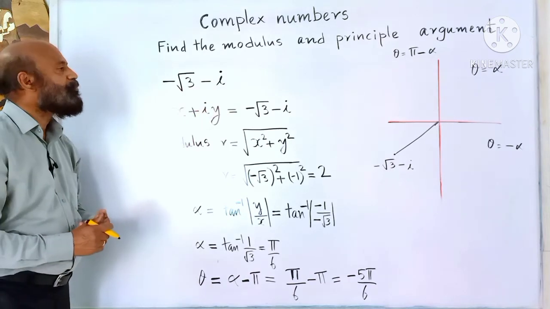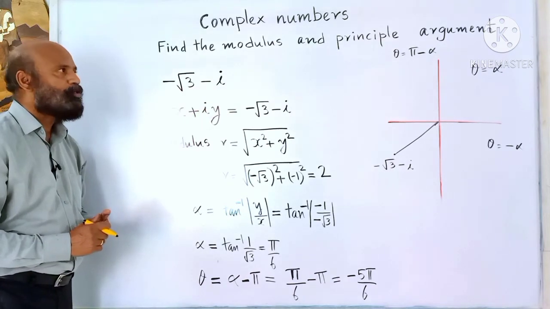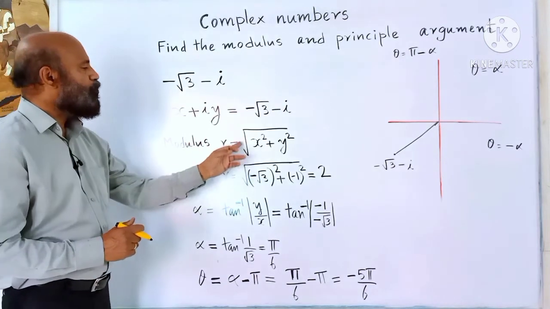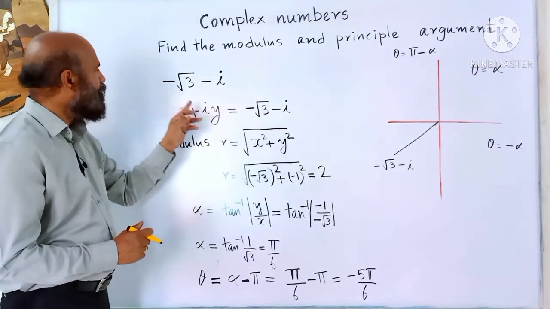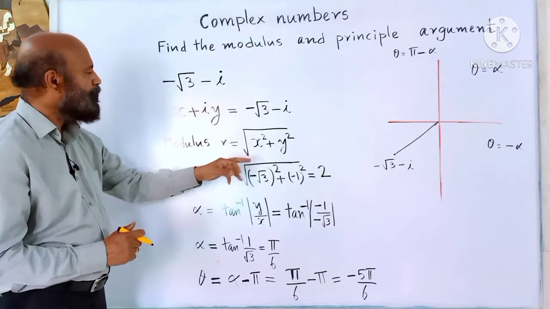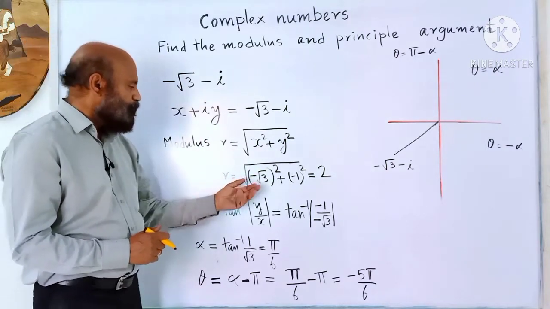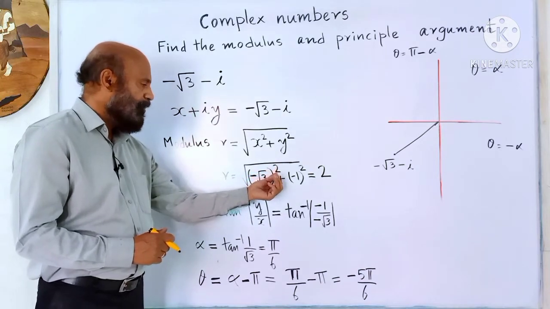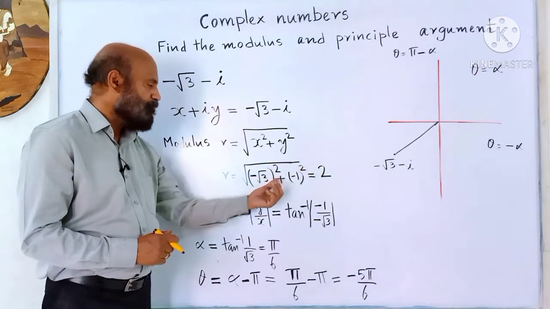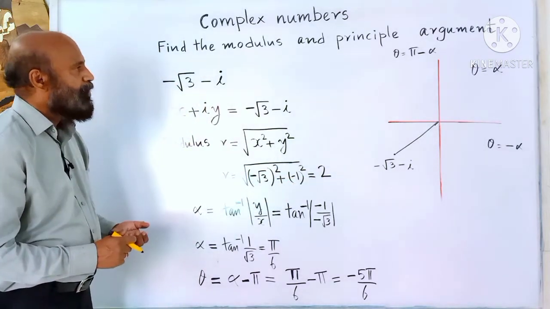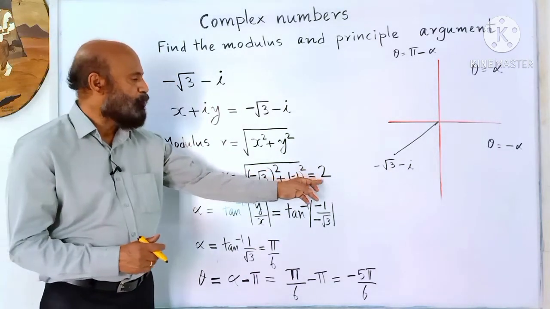Next: minus root 3 minus i. Now let us express this in the modulus amplitude form. The modulus is square root of x square plus y square. Here x is minus root 3, y is minus 1. Minus root 3 square is 3, minus 1 square is 1, 3 plus 1 is 4, square root of 4 is 2. So the modulus is 2.